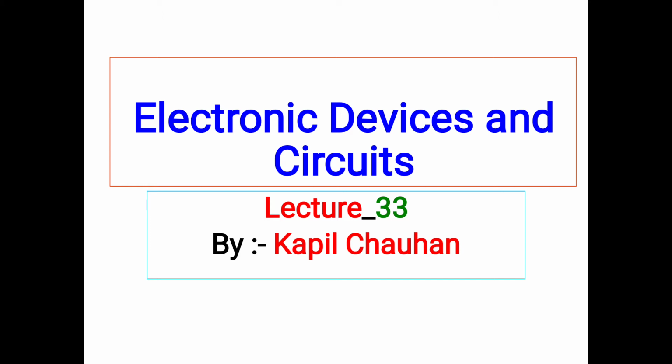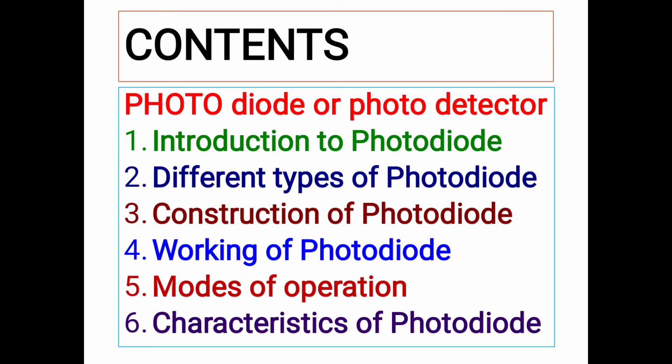This is our lecture number 33 in electronic devices and circuits. In this lecture, we are going to study about the photodiode or the photodetector circuit. So we will start our presentation with introduction to the photodiode. Then we will study about different types of the photodiode, construction of the photodiode, working of the photodiode and different modes of operation of the photodiode. Then at last we will see the characteristics of the photodiode.